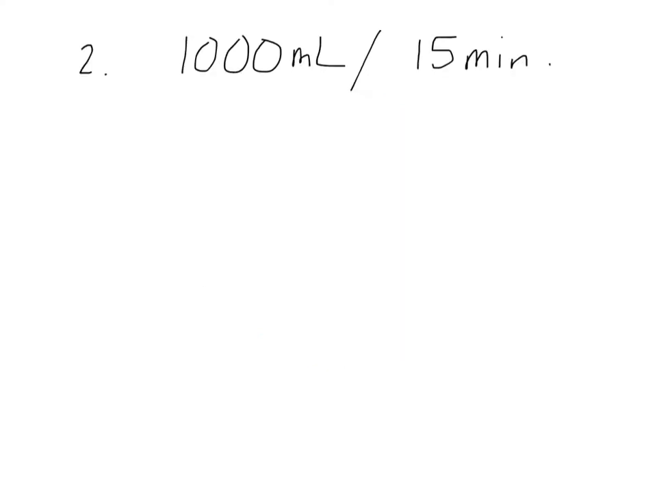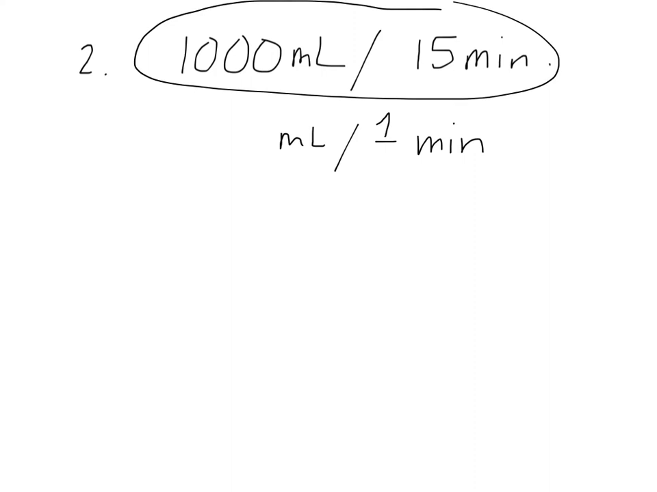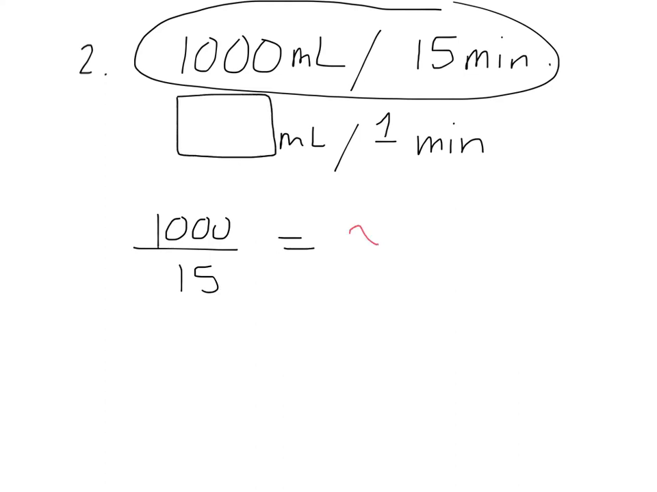This one says that the water drips from a tap at 1,000 milliliters for every 15 minutes. I want to know what is the unit rate. How many milliliters per 1 minute? Here's the rate question. But once again, you can write this as a fraction. How would I write this as a fraction? Excellent. 1,000 over 15 would be equal to, this is unknown, let's call that x, the number of milliliters, over 1. So there's 2 ways you can do this again.